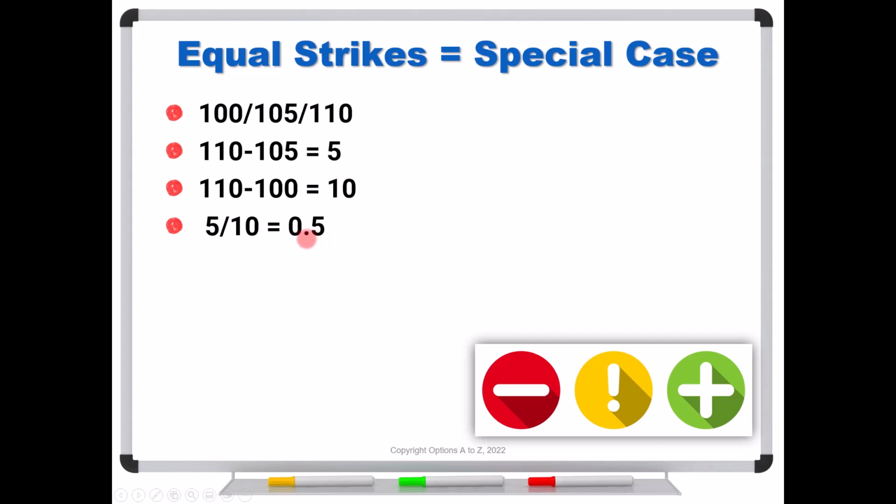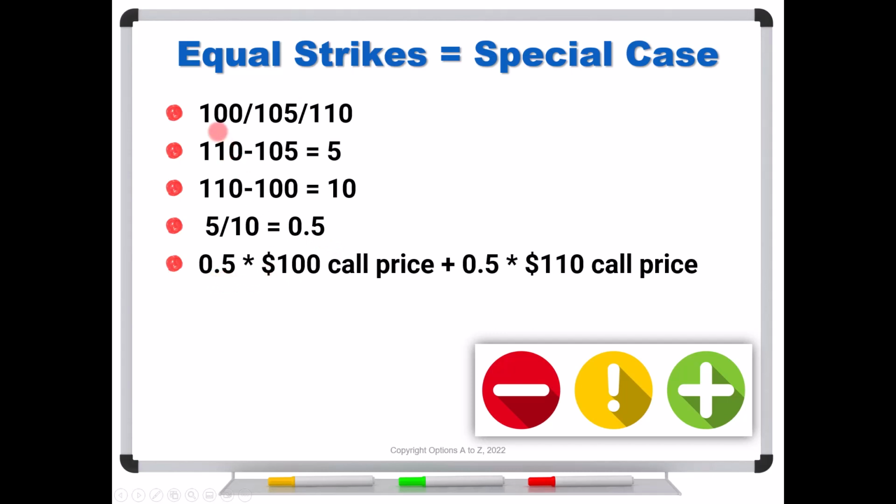So now that we have the weights of a half, the formula is 1/2 times the value of this strike, the $100 call, plus 1/2 times the 110 strike. And we can simplify that to say it's these 2 strikes divided by 2. But see, now we can't do that when we have unequal strikes. We're just going to look at the weights. So in the previous example, we saw maybe 0.75 and 0.25.